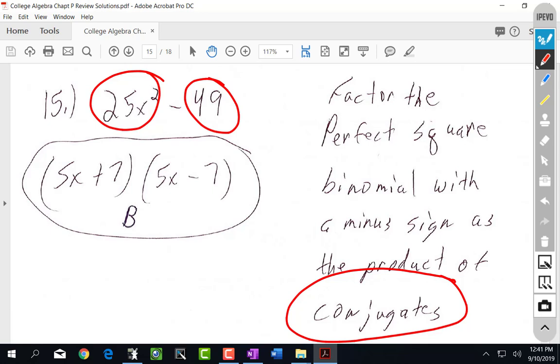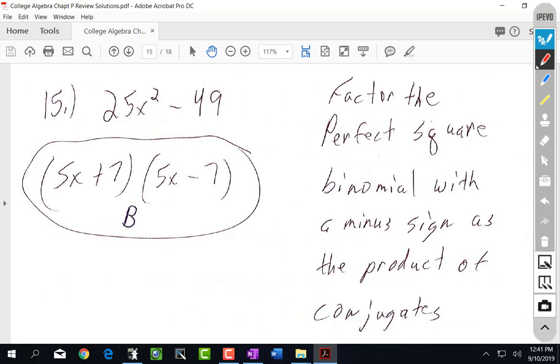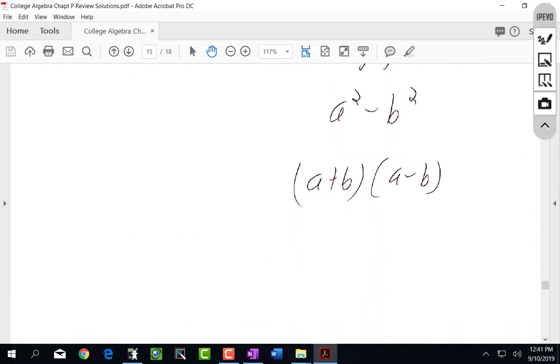So to factor this, you just take the square root of the first term. So the square root of 25x squared is 5x. Square root of the last term, positive 7, negative 7. And that combination, which is your conjugate combination, gets rid of the outsides, insides. And you can refoil that to check that and see that that's what's happening there.